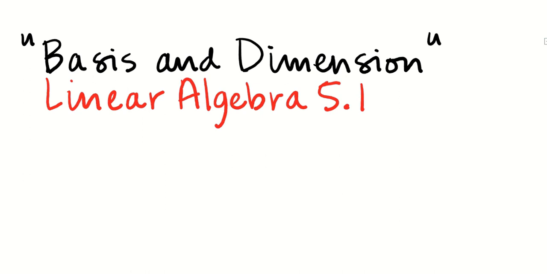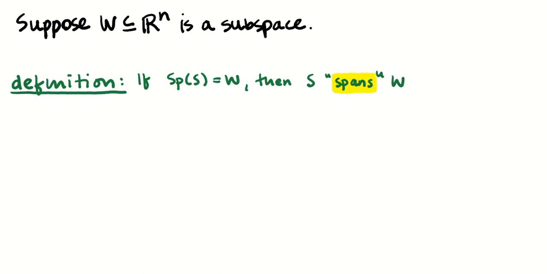In this video I'm going to be talking about basis and dimension. And so I'm going to start with some definitions. For all these definitions, we're just going to suppose that W is a subspace of Rn. And what we'll say is that if the span of a set is equal to W, then that set spans W. This is using span as a verb.